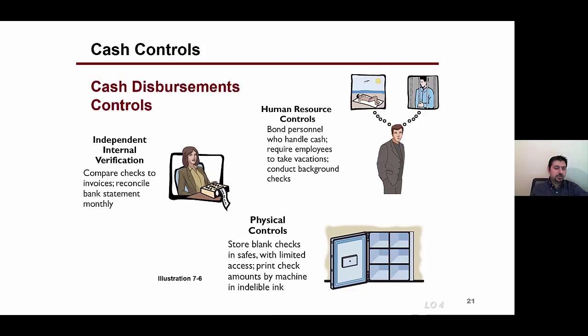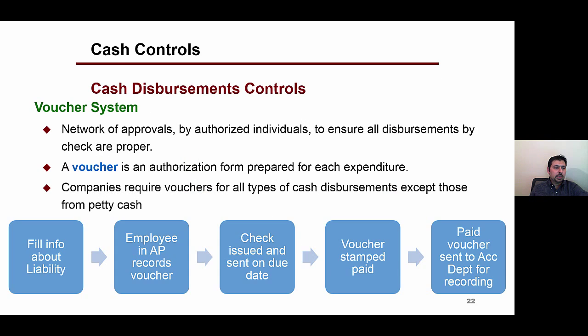Independent verification, once again, to compare the checks to invoices and to reconcile bank statements. Human resources, same thing. We have background checks, mandatory vacations, and of course bonding the employees who handle cash payments. Physical controls, again, not to leave cash or checks lying around, instead having them locked in a safe place or somewhere with limited physical access, accessible only to those who are authorized to sign those checks. So the first system is the voucher system.